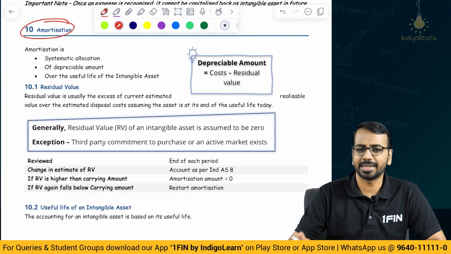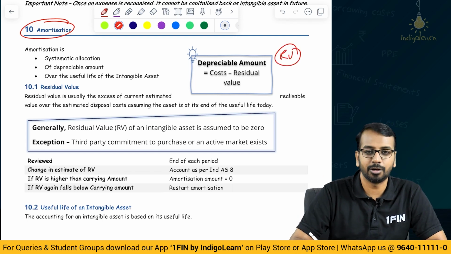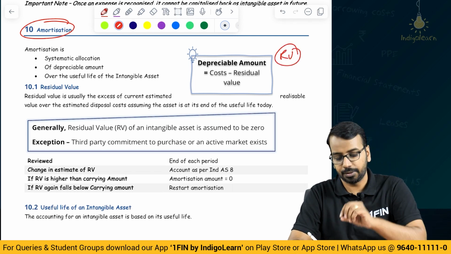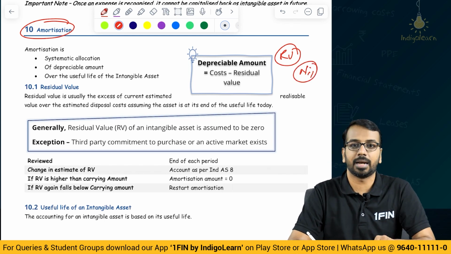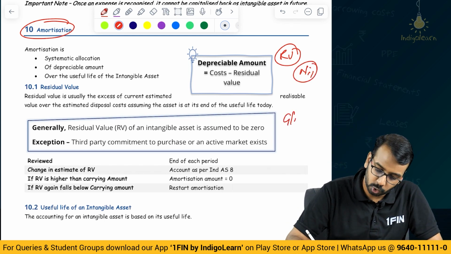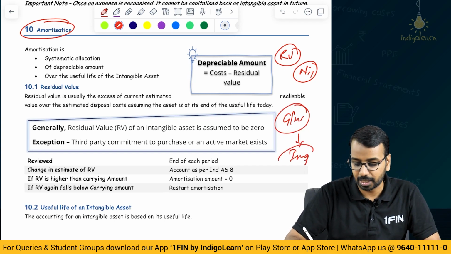Amortization for an intangible asset is similar to your depreciation for a tangible asset. So here also you will need your residual value, which will either be given to you in the question. If it is not given, you will assume it to be nil, and systematically over the useful life of the intangible asset, you will amortize it. Please note, goodwill cannot be amortized. Goodwill, you will do impairment testing annually.